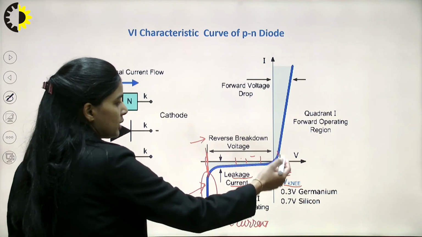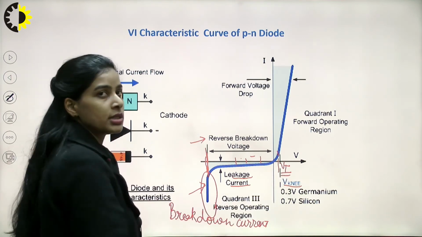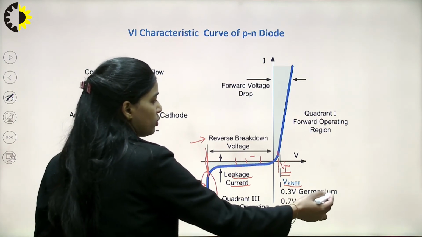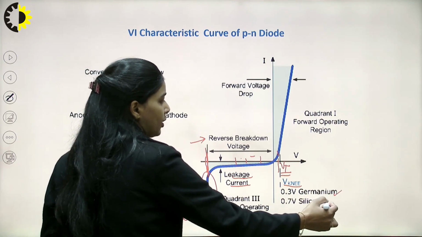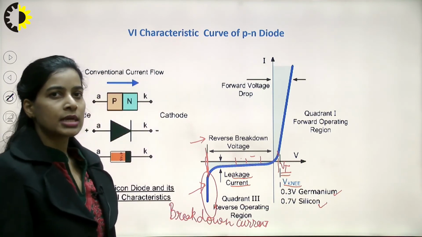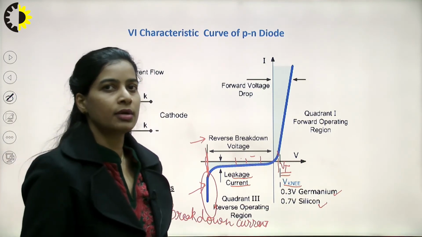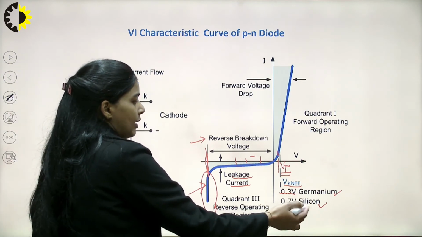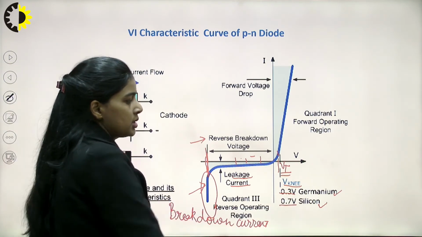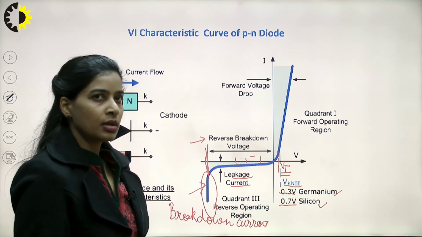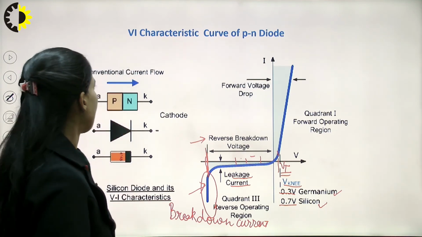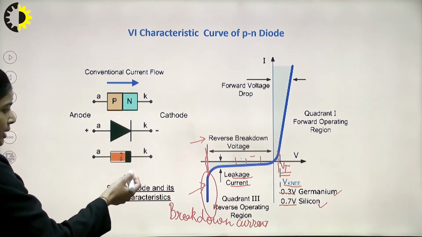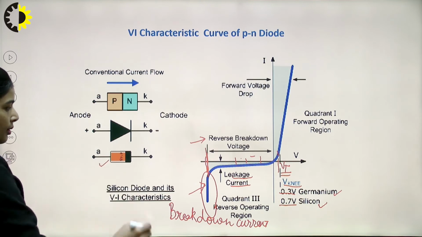As I told you, the cut-in voltage value will vary depending upon the material used to form the diode. So here you can see that for germanium we have a voltage across the diode of 0.3 volts, and for silicon we have 0.7 volts of cut-in voltage. These are the simple representations of the diode symbols and its actual representation.